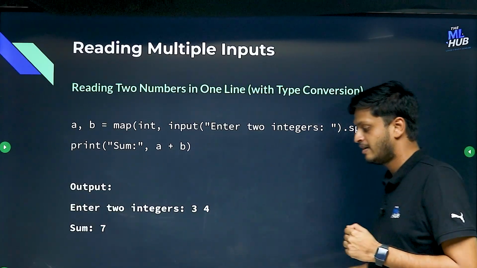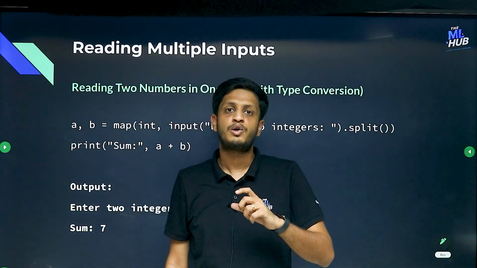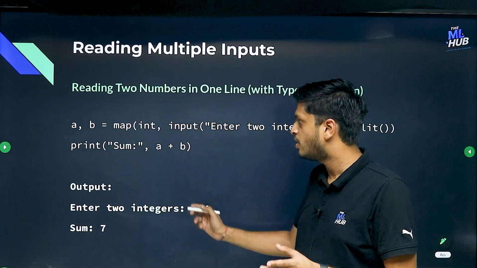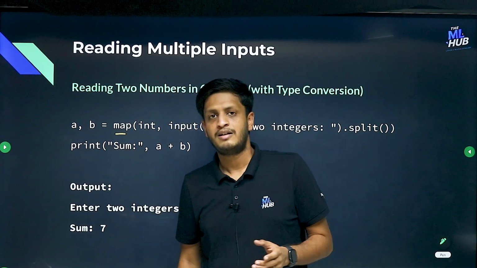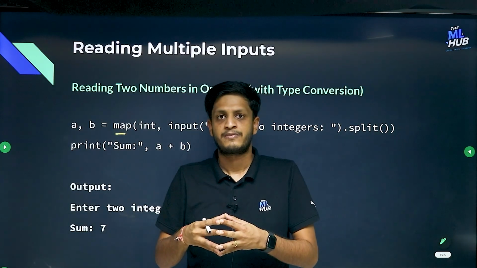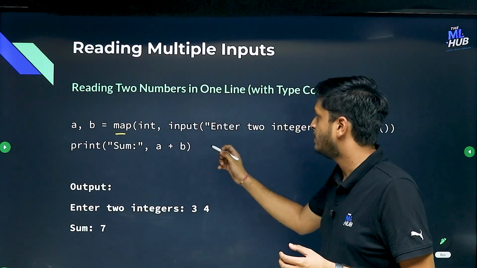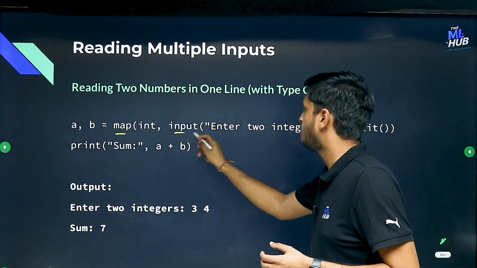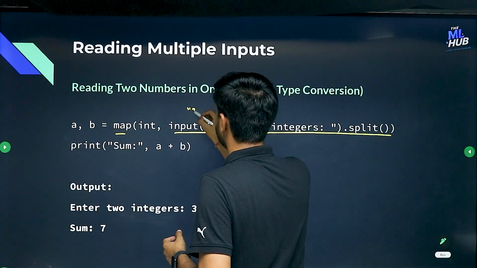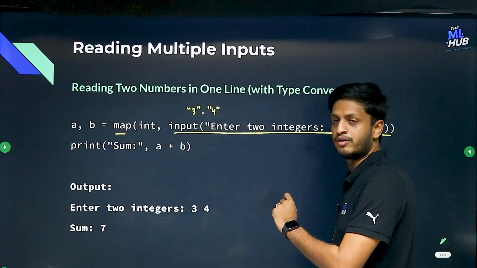Now again, since these numbers were strings actually, what if I want to convert all of them into integers as well? Then there is a beautiful function called map. Map function can map or apply the same data type conversion on lots and lots of variables. So here what happens is, we know that this input dot split is actually giving me two strings 3 and 4 when I enter 3 and 4.